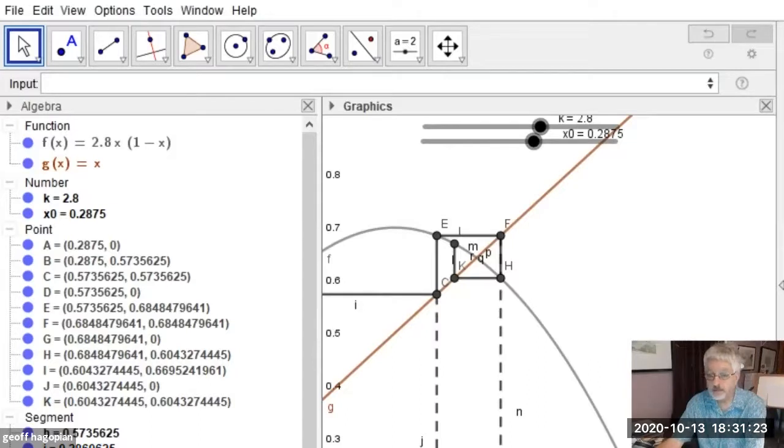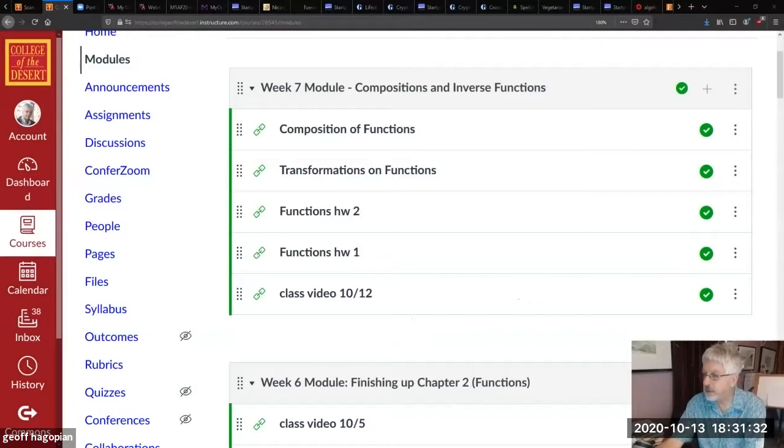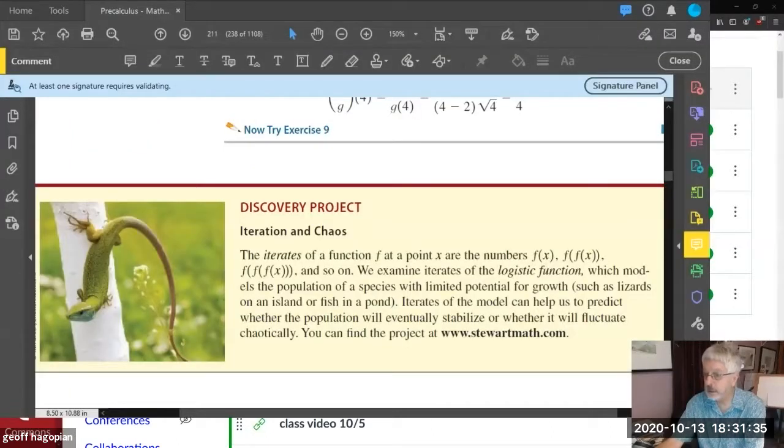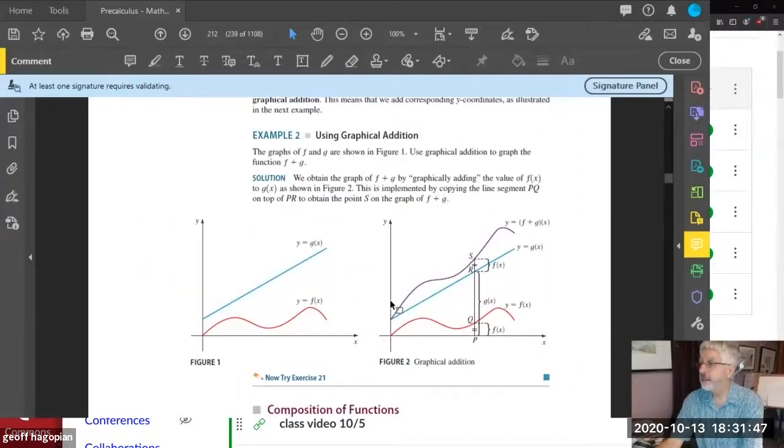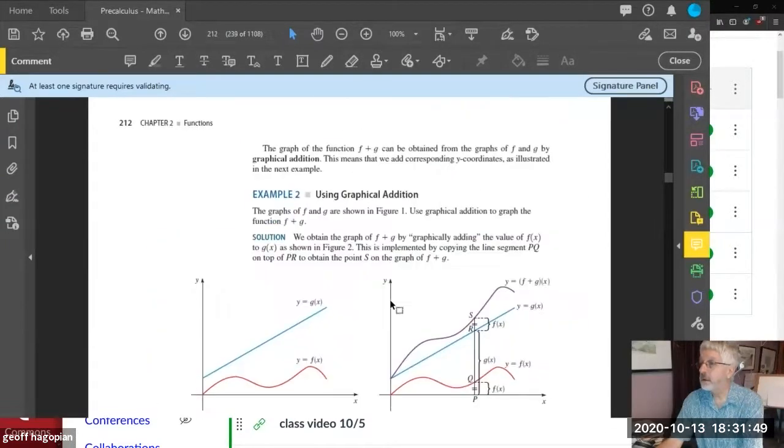Okay. So, all right. Let's get back to the text and make some tracks. So the text is here. And we kind of talked about the Discovery Project, perhaps indulging a little bit in GeoGebra. So using graphical addition, if you look at the graph, you've got f of x. They don't have a formula for it. It's just given by the curve, right?